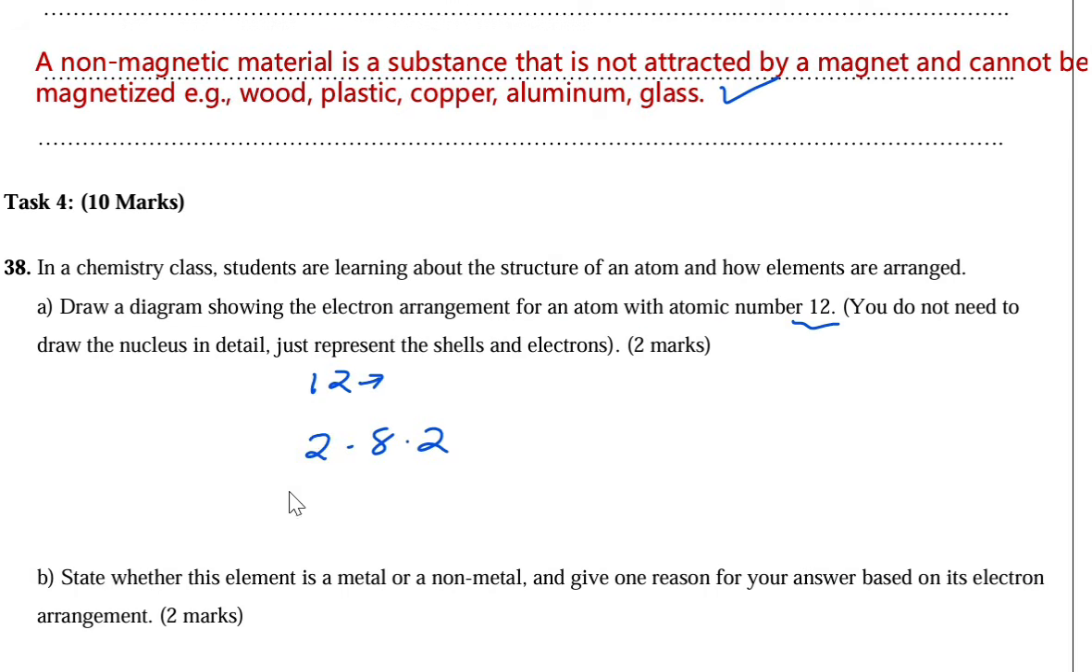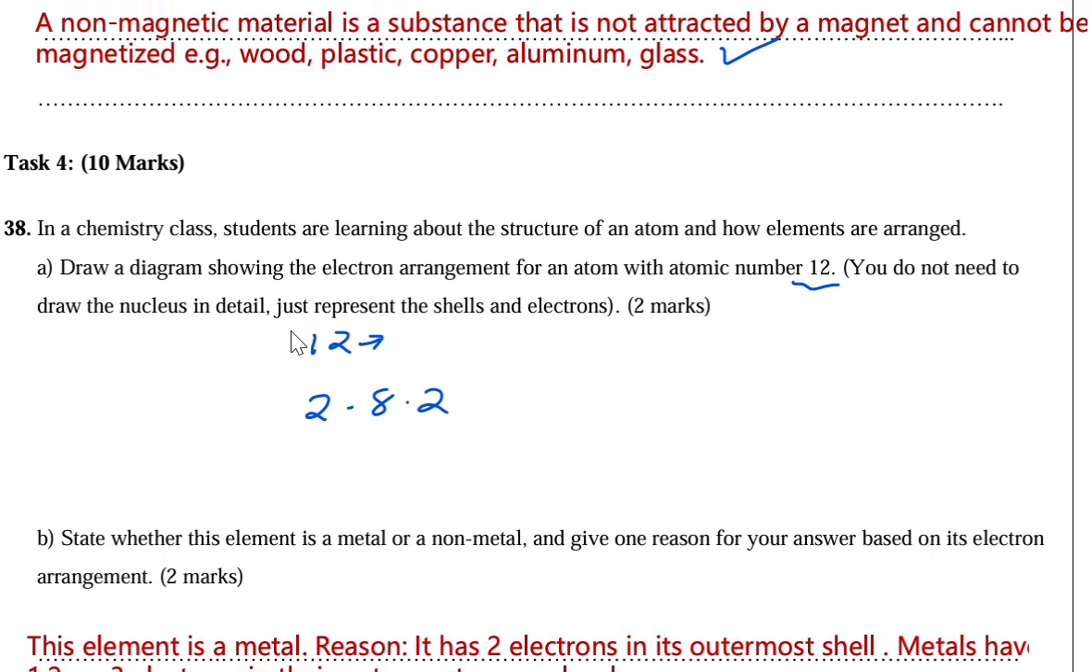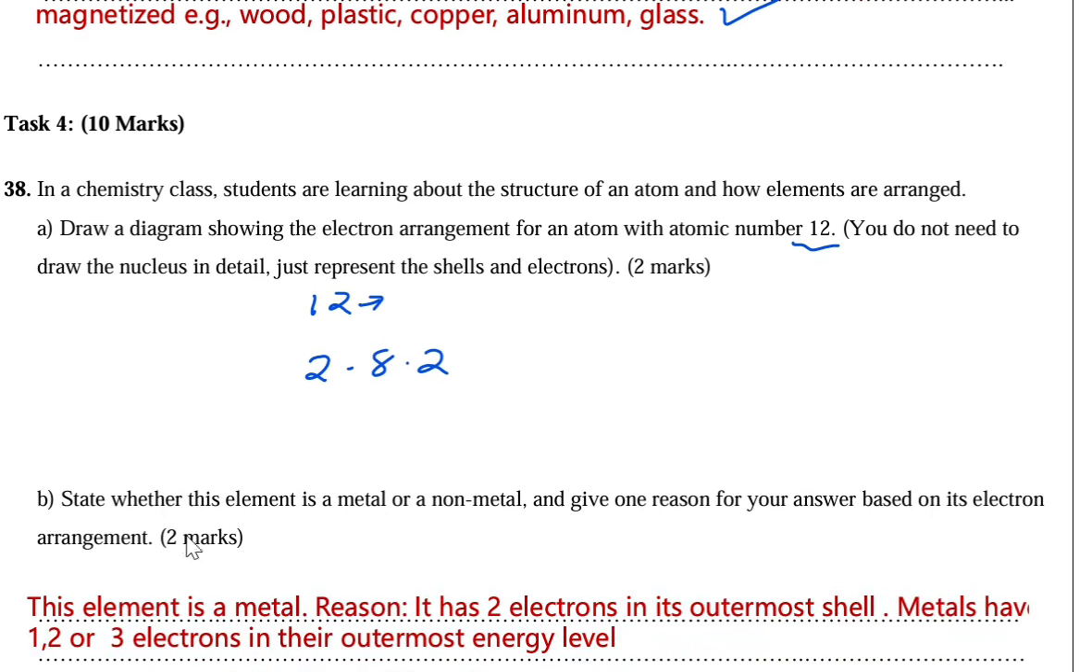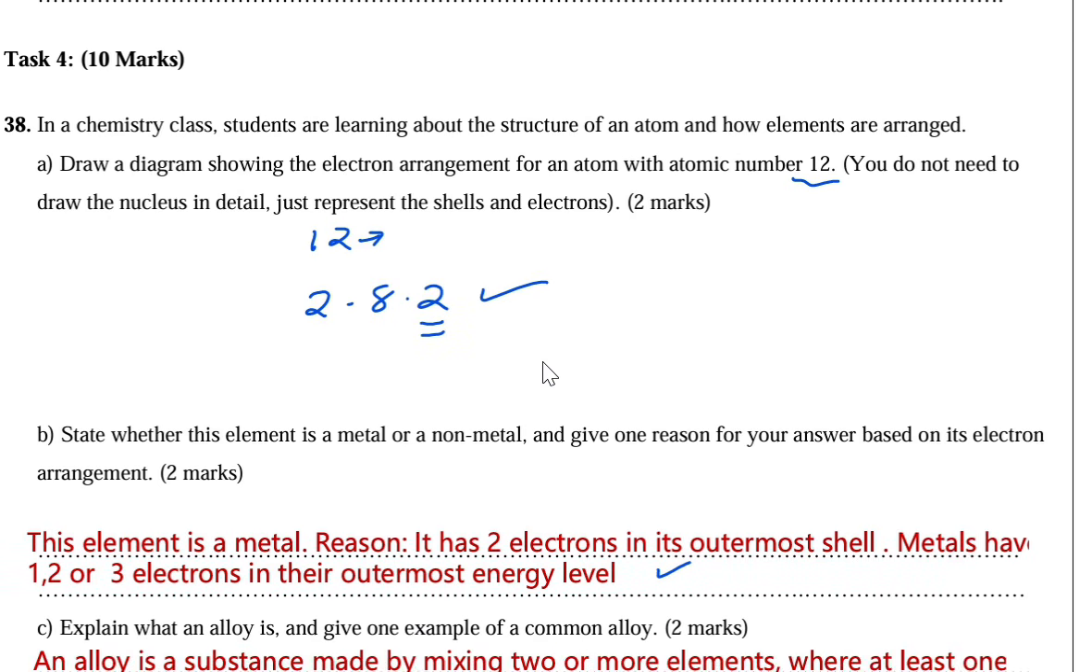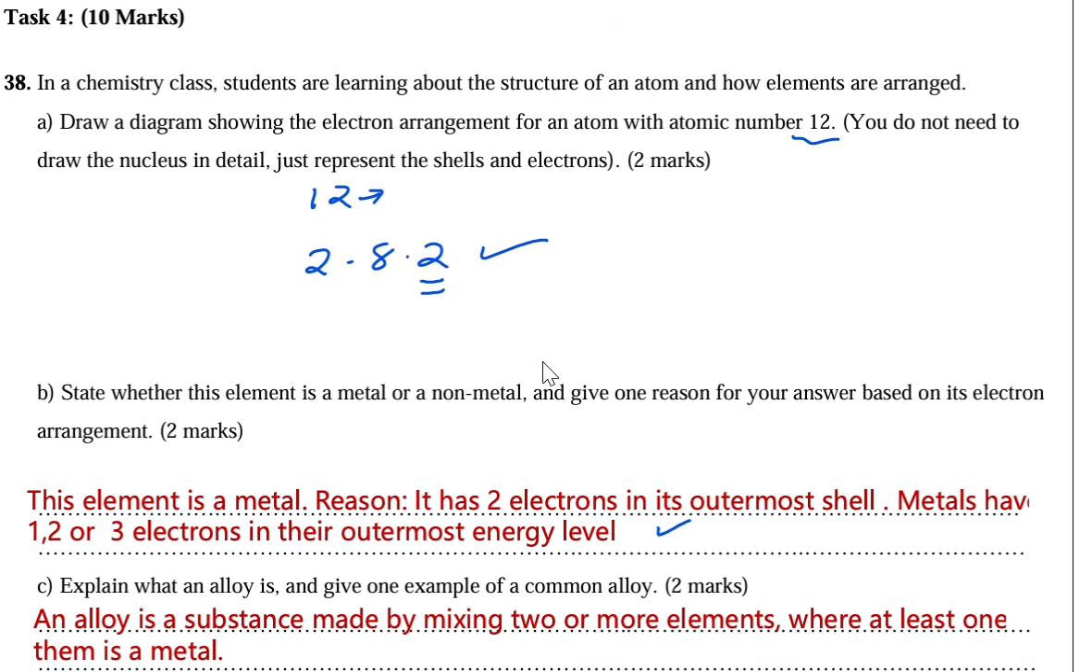So you continue with the part B. State whether this element is a metal or a non-metal, and give one reason for your answer based on its electron arrangement. So we know that this element is a metal. Why? The reason is because it has 2 electrons in the outermost shell. Metals have 1, 2, or 3 electrons in the outermost energy level. So you can see the outermost energy level has 2 electrons, and therefore this is a metal. So you state it that way, you explain, you're going to get those 2 marks.